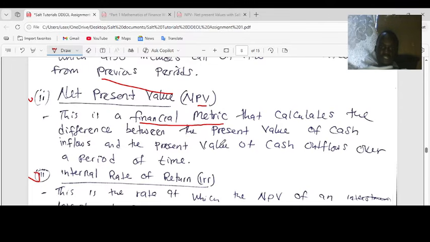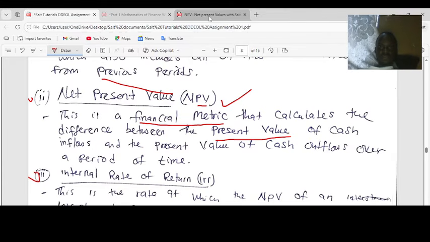that calculates the difference between the present values of the cash inflows and the present values of the cash outflows over a period of time. So you calculate the present values of the cash inflows, or the amount you'll be receiving from your business, and then you subtract the amount which you invested in your business. So that difference is simply giving you the NPV. Mostly this process is used to check whether your company is yielding a certain profit, or whether the project you've invested in is worth going for or not.